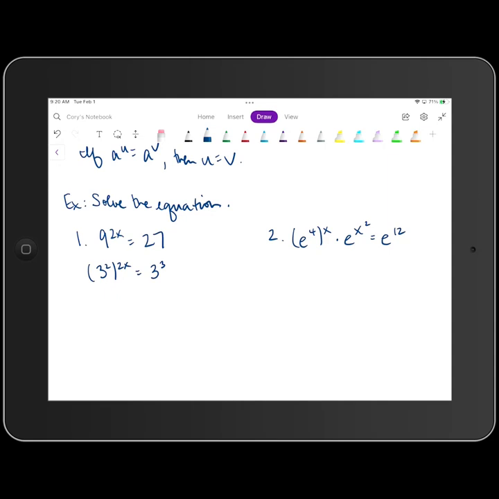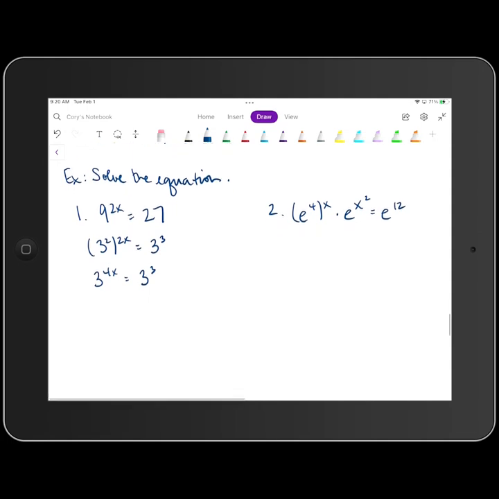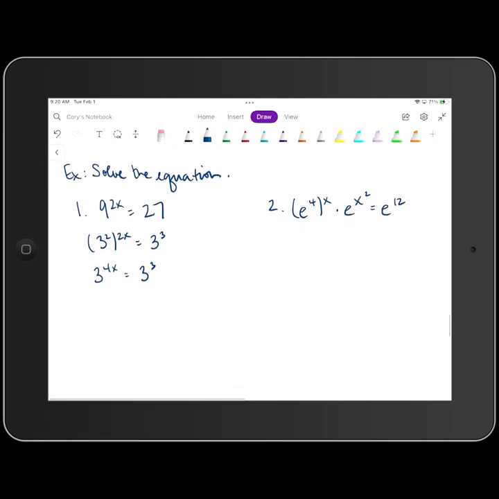Okay, so I just want to simplify the left-hand side. We have a power raised to a power, so we're going to multiply the exponents. That makes 3 to the 4x power equal 3 cubed. And now that I have both sides of the equation written as an exponent that shares the same base, for those to be equal, their powers have to be equal. So 4x needs to be equal to 3, which means x needs to be equal to 3 over 4.